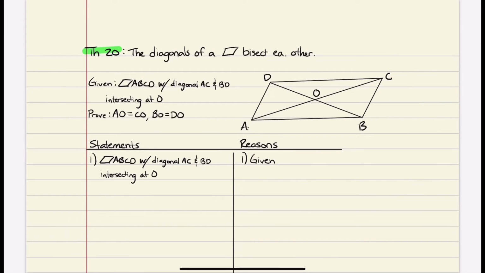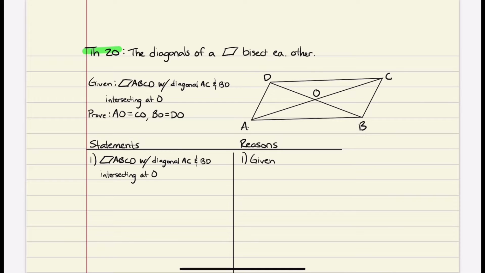Theorem 20 states this: the diagonals of a parallelogram bisect each other. So pretty basic. We have a parallelogram where the opposite sides are parallel, and now we are introducing these diagonals, stating that if this is a parallelogram, the diagonals bisect each other. So we should get that this will equal that, and this side of the diagonal will equal the other side of itself. So that's what we're stating.